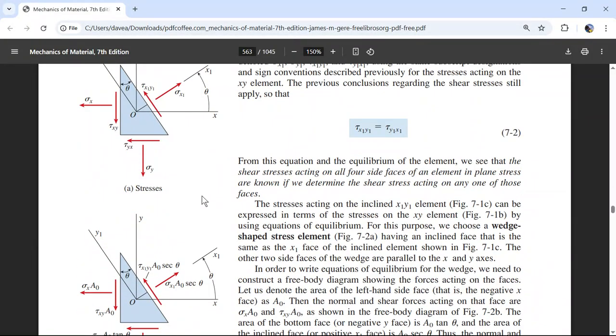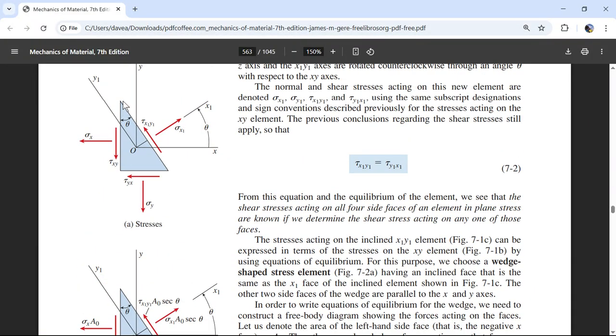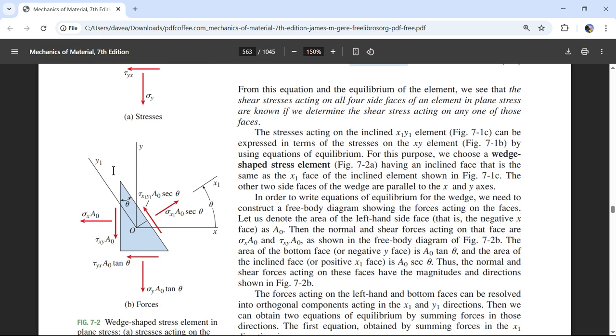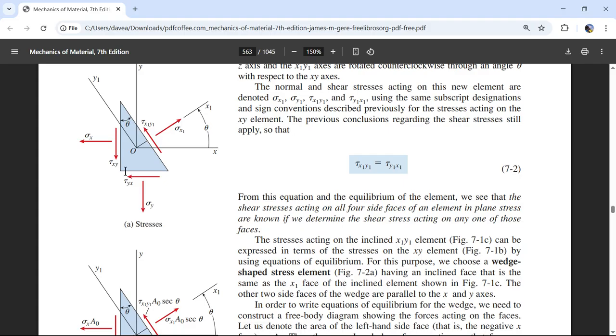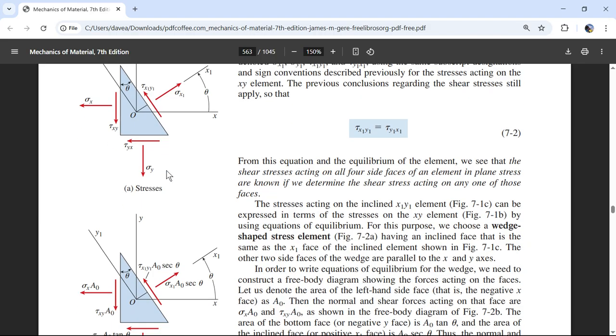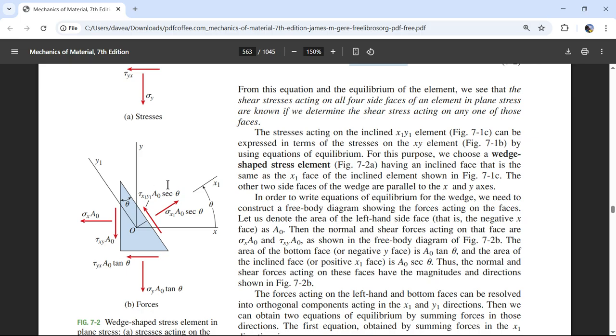And again, don't forget that this is a cube. So when we say the length of this line is A naught, we're referring to the height of this line, and then the depth into the page. So now this area down here is A naught tangent theta. This area right here is A naught divided by cosine theta, and they're going to say 1 divided by cosine theta is secant theta. So that's where that comes in.